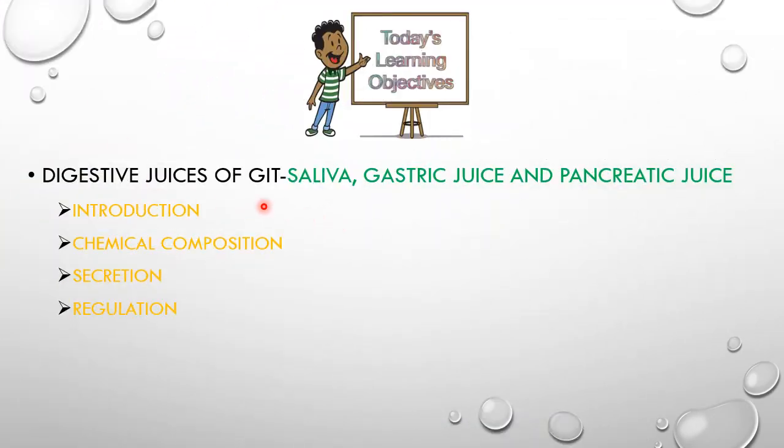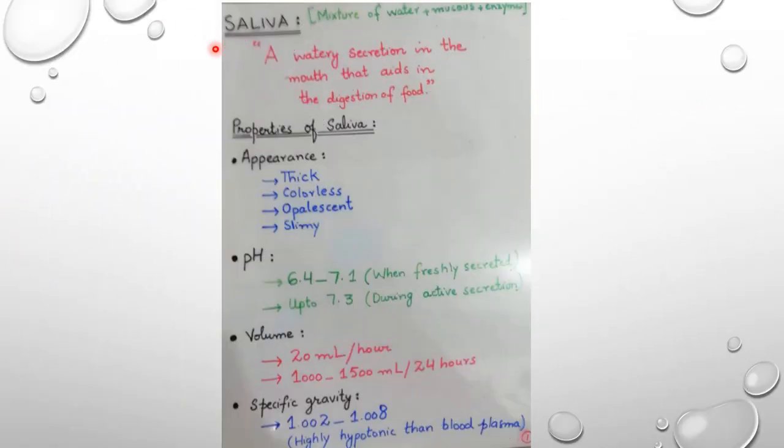In today's lecture, we are going to see introduction, chemical composition, secretion and regulation of saliva, gastric juice, and pancreatic juice. The very first digestive juice of GIT that we are going to see is saliva. The word saliva has been derived from the Latin language that means to spit, spittle, dribble, drool, etc. It's basically an aqueous medium or mixture that contains mucus and enzymes.